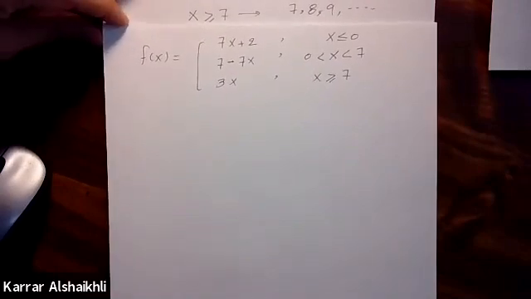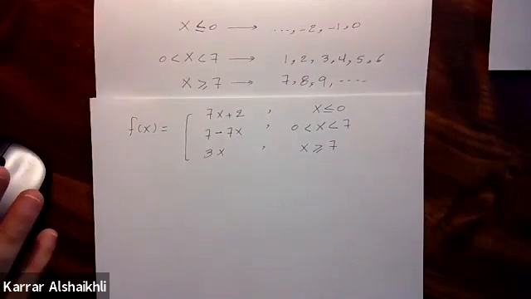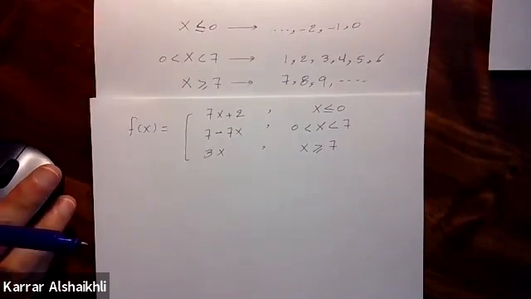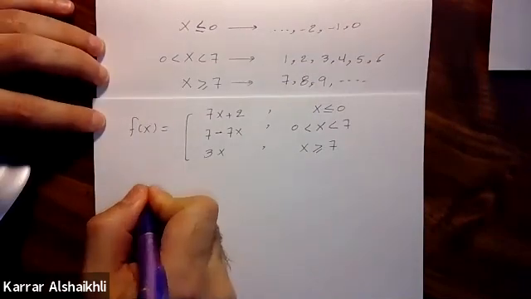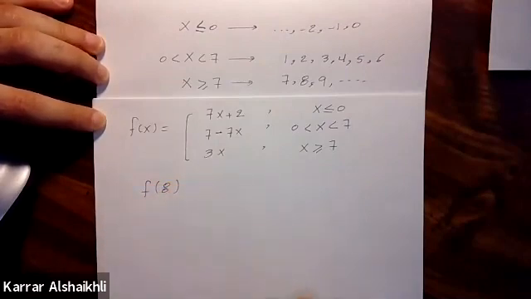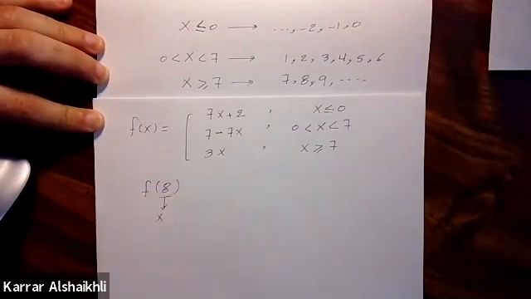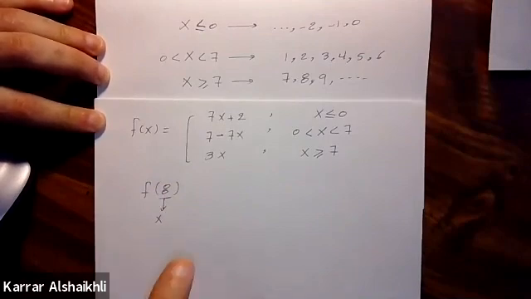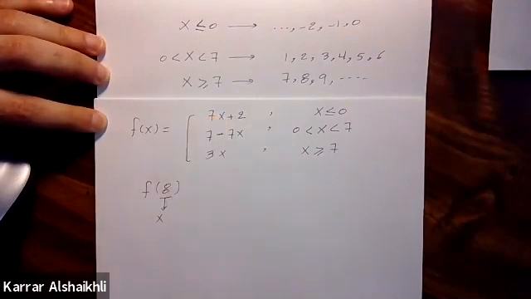And let's start working on these pieces. So here's the conditions, and we're going to start working on it. First one, if they ask you, find f of 8. F of 8 means x equals 8. Which piece does x equal 8 go to, the first piece, the second piece, or the third?